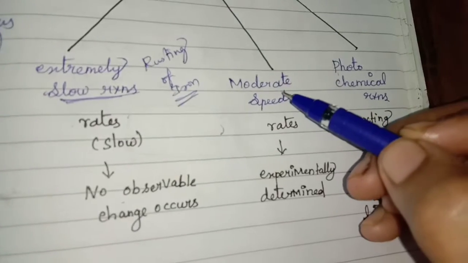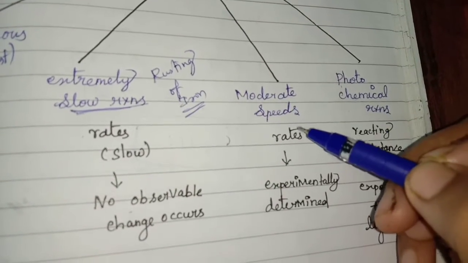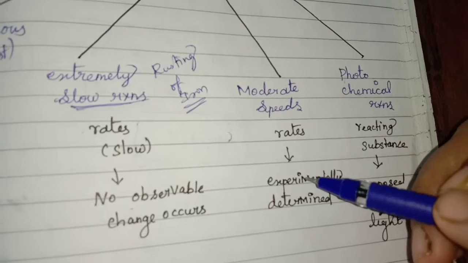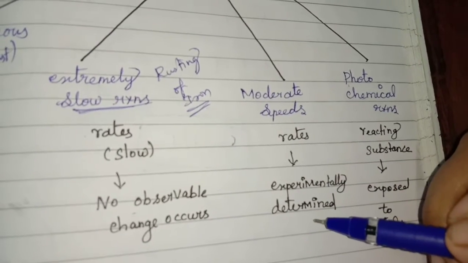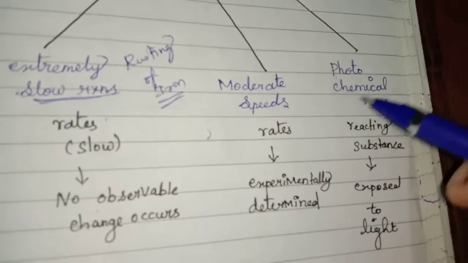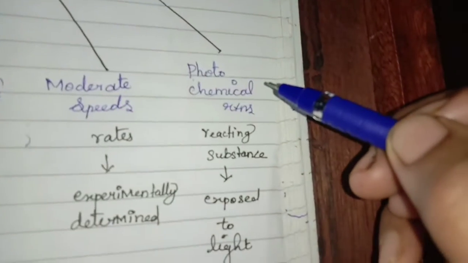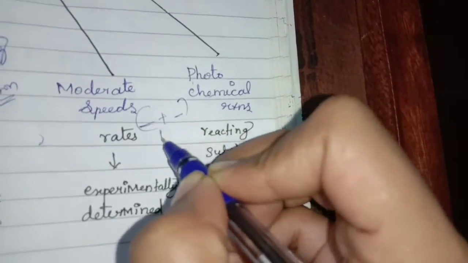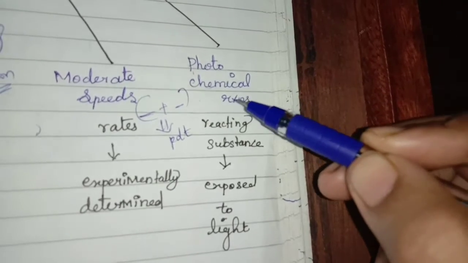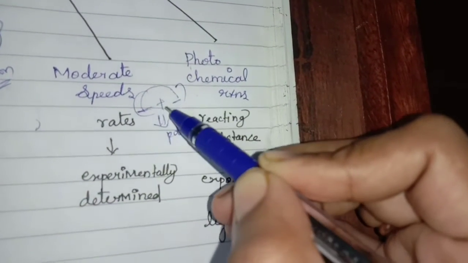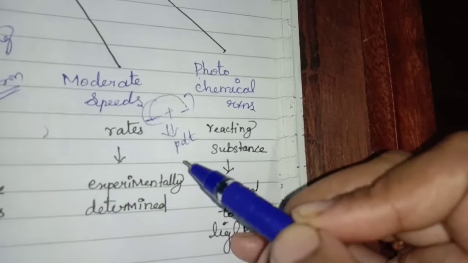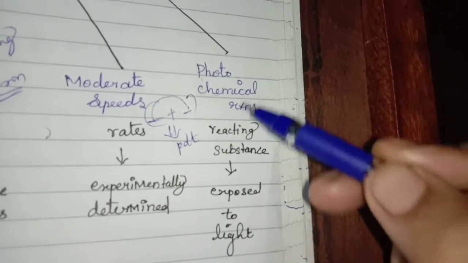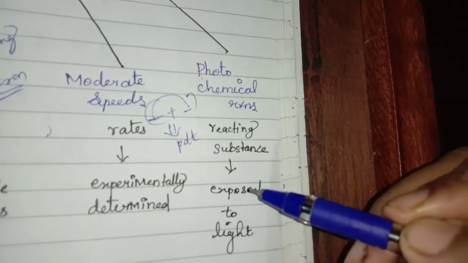Third one is moderate speed. Moderate speed reactions means these rates we can measure through some experimental method. Fourth one is photochemical reaction. For example, in this reaction, two reactants are reacting and it will give some products. In this reaction, after mixing, the reactants are exposed to sunlight. Then only this reaction will take place. So this is known as photochemical reaction.